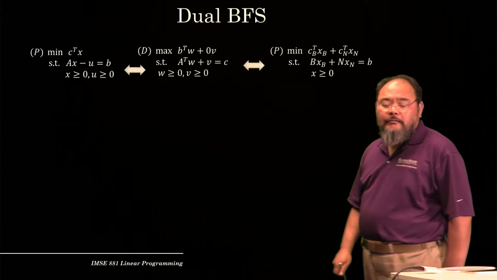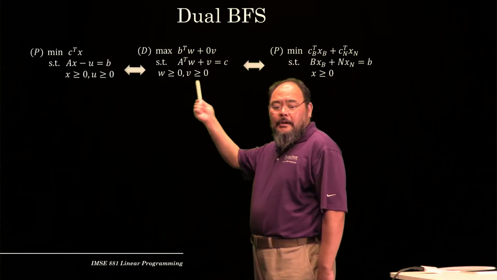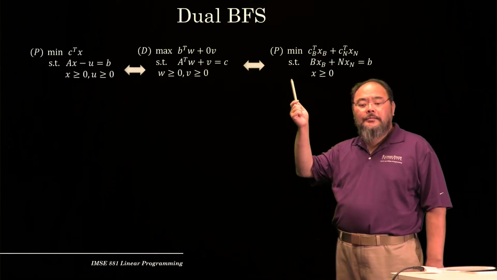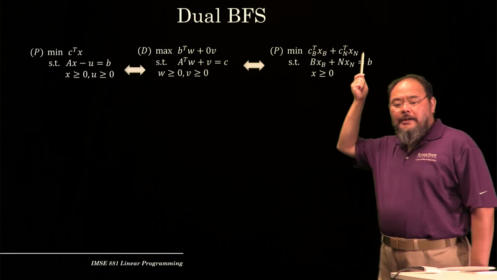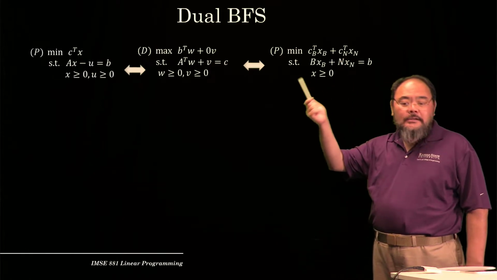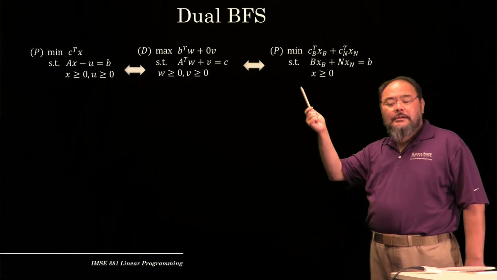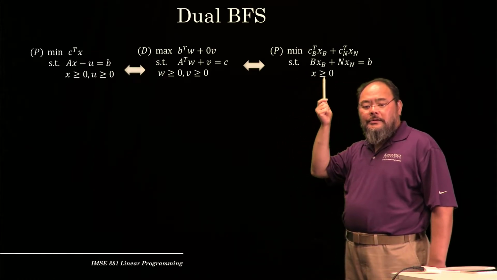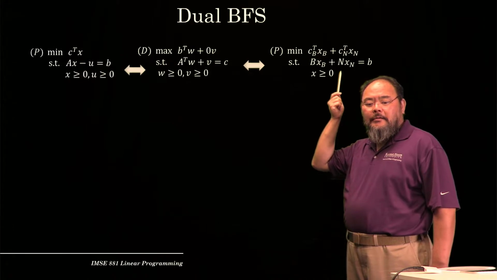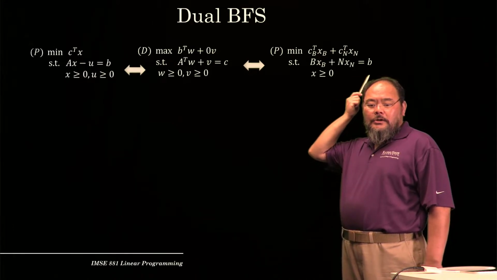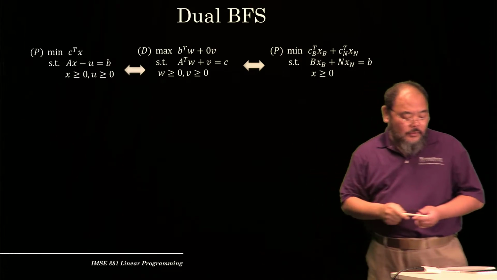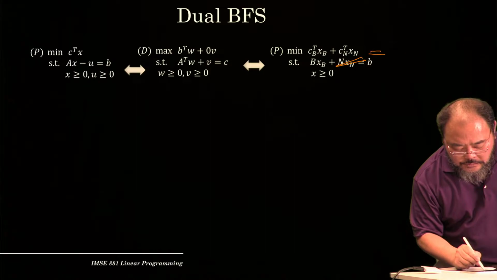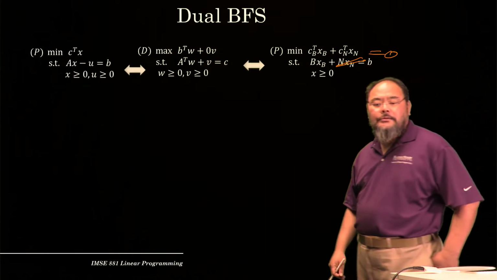We can also divide the primal problem into minimization of CB transpose times XB plus CN transpose times XN, subject to the A matrix being separated into the basic matrix times the basic variable, plus the non-basic matrix times the non-basic variable, still equals b. However, what happened? This part equals 0 because XN equals 0.